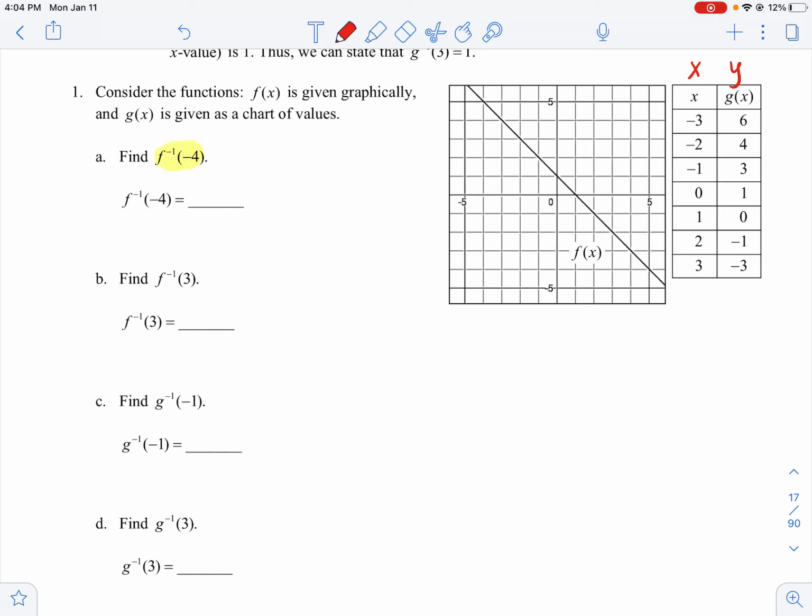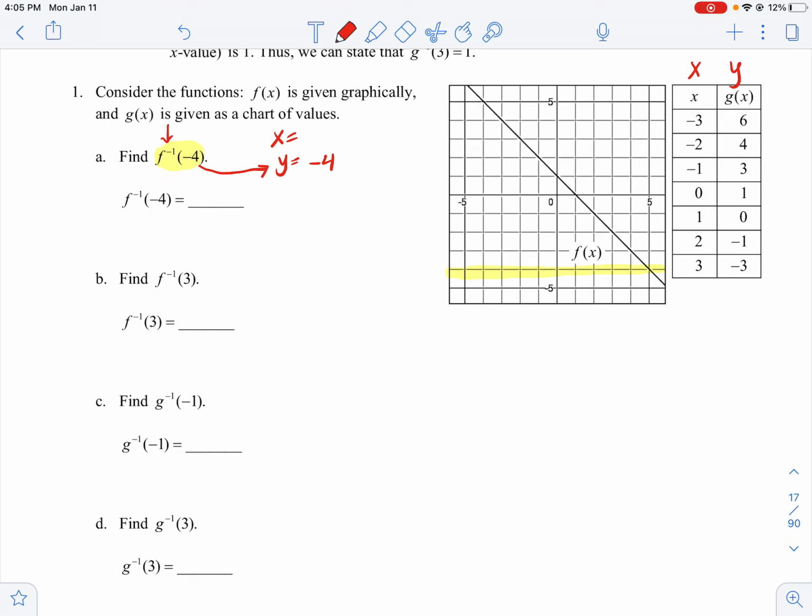Because of this negative 1 right here, that tells you you're doing the inverse. Meaning, instead of the usual x given, this number right here is the y. So what that's saying is that in the graph of f of x, if the y is negative 4, I am going to highlight this one because this is where y is negative 4. If the y is negative 4, find the corresponding x.